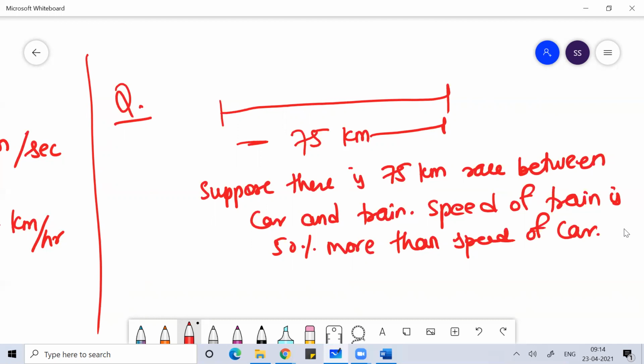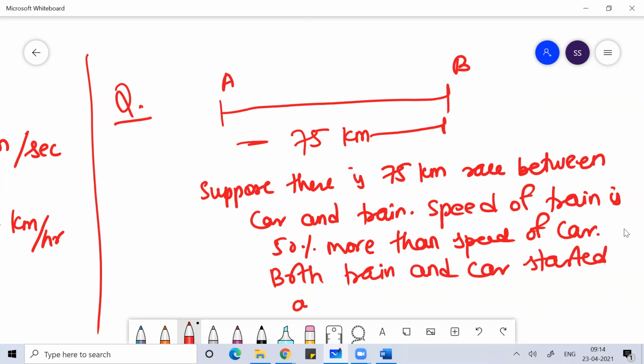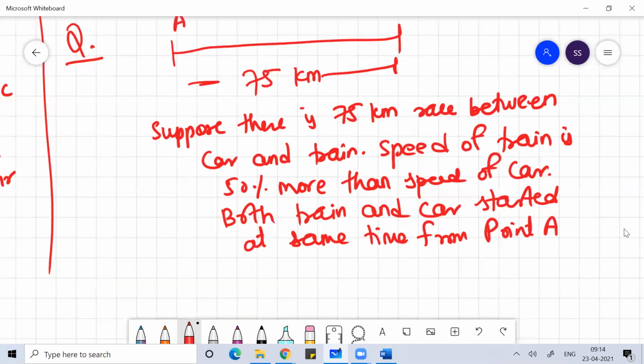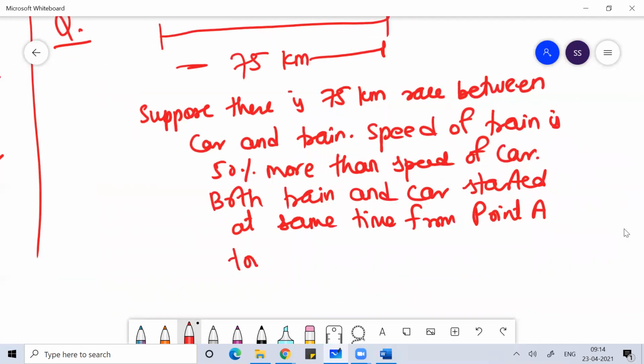Okay, fine. So both train and car started at the same time from point A toward point B. Both of them started at the same time from point A toward point B.